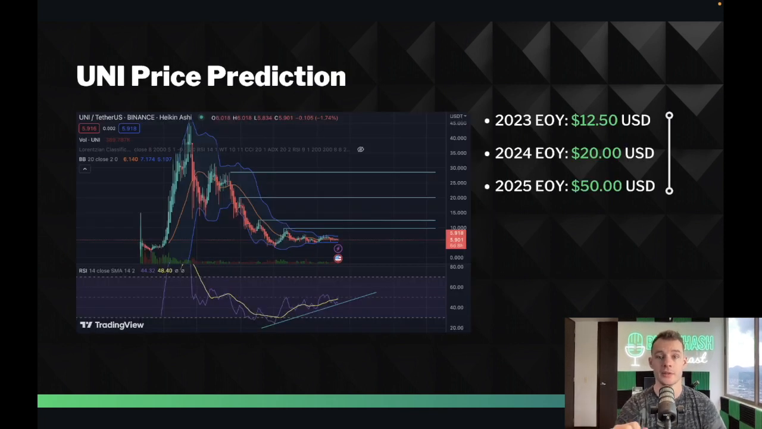So I'm going to give you my thoughts here on where I think Uniswap can go. I've looked at the chart. I've run a couple studies. So this is what I've found, and these are my opinions. Again, this is not investment advice. Do your own research. With that said, I think in 2023 it's going to be reasonable for us to get above that $10 and eventually that $12.50 mark.